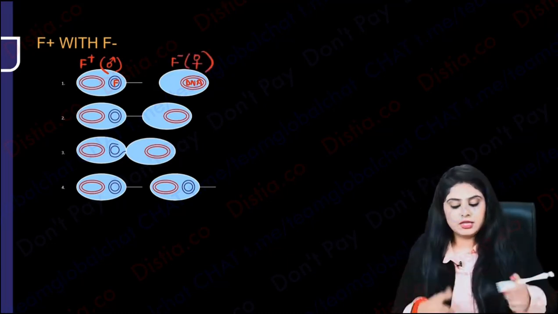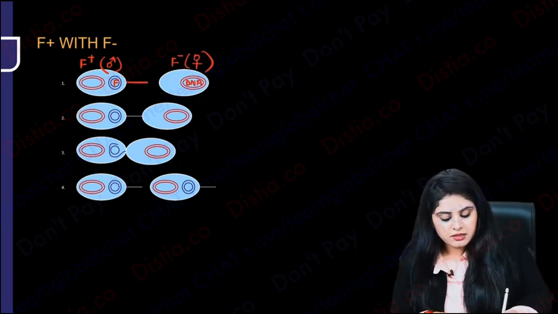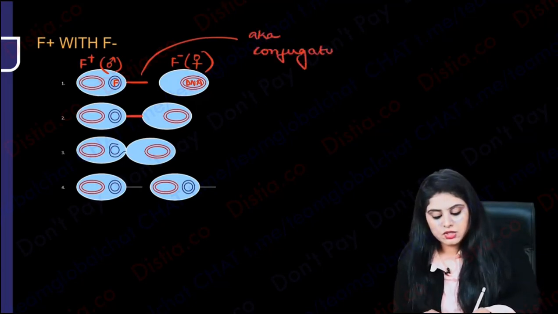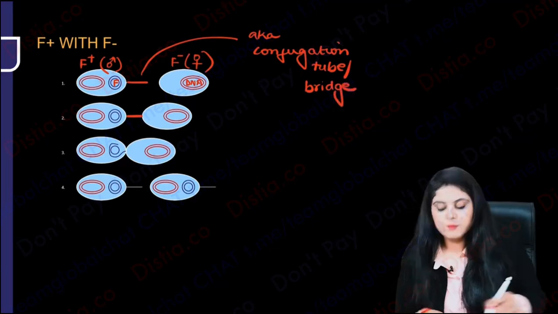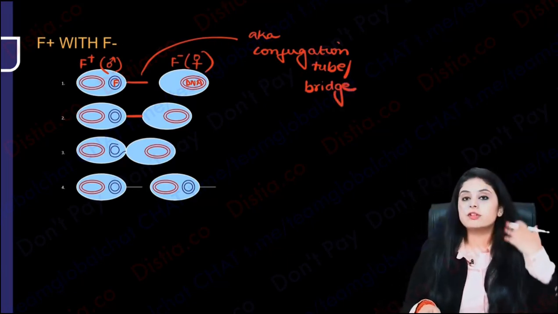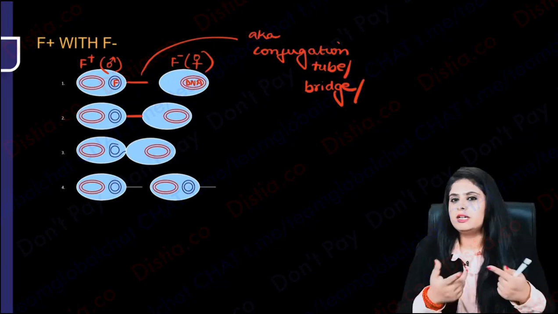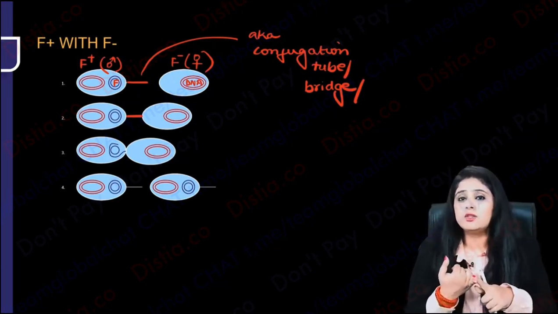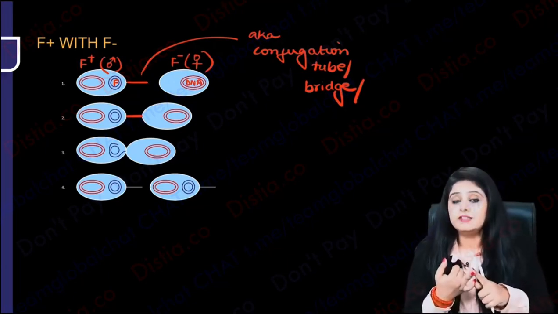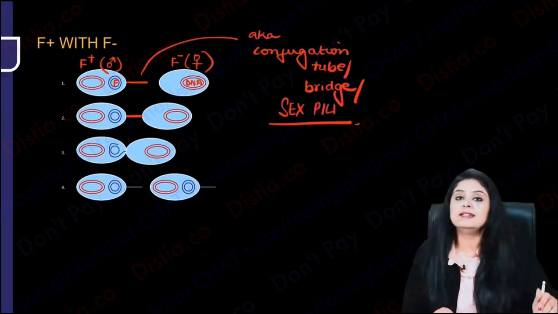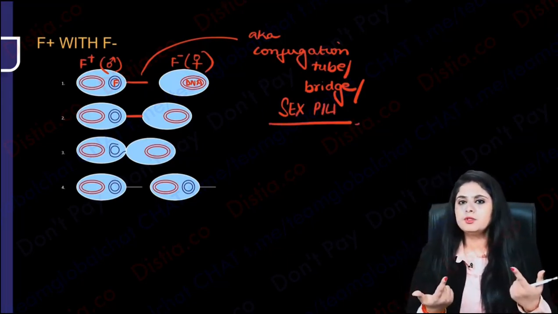How do I make them conjugate? Can you see there is a line forming in between them? Can you see that? This is known as a conjugation tube, because you are talking about conjugation. This is known as a conjugation tube, which is also referred to as a bridge. And this is made of what? What was helping in attachment? I'll give you options. Flagella? No, flagella was the locomotion one. Pili? Yes, pili help in attachment. Can I say these are sex pili? These are sex pili. Between a male and female there will be sex pili, right?